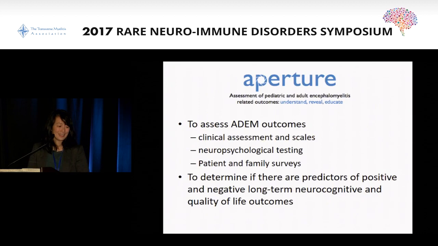This brings me to a study that I'm helping with at UT Southwestern called Aperture. This is looking at both adult and pediatric ADEM, and we're using a number of different tools to measure outcomes, including clinicians' assessment, neuropsychological testing, and then parent and patient surveys. Our goal is to see, are there any patterns that emerge? Do the people who do well or do poorly share anything? And is there any way we can intervene to make the outcome better for everybody?